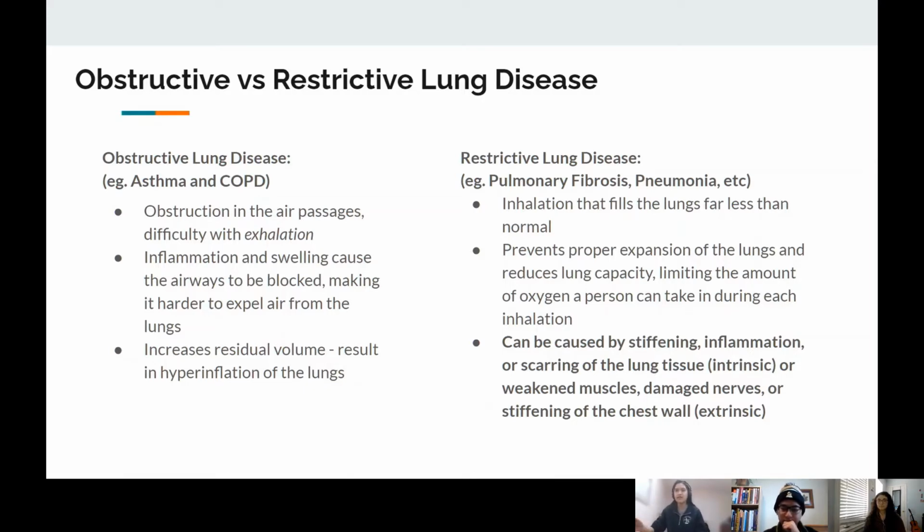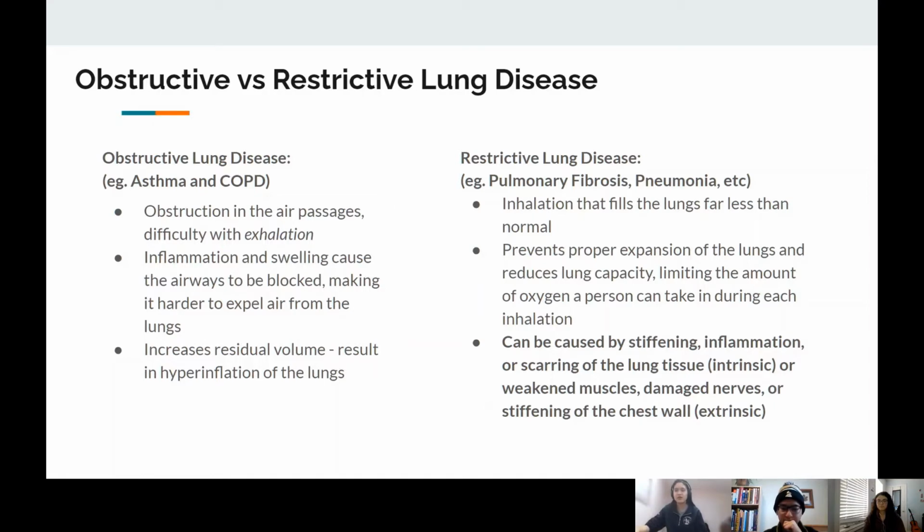And the other category is restrictive lung disease. So examples of this would be pulmonary fibrosis or pneumonia. And we can sort of think of this as the opposite of obstructive lung disease. This makes it very difficult to inhale, and so it just prevents the proper expansion of your lungs, and so it reduces lung capacity. And so if your lung capacity is reduced, it means you don't take in as much oxygen with each breath, which could cause shortness of breath.